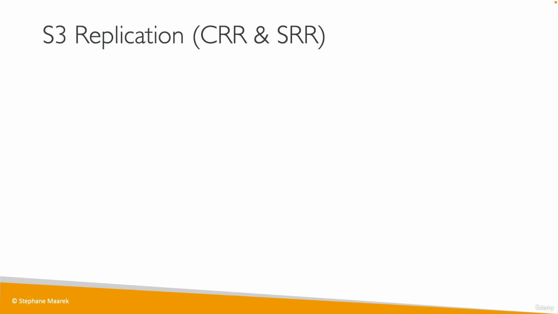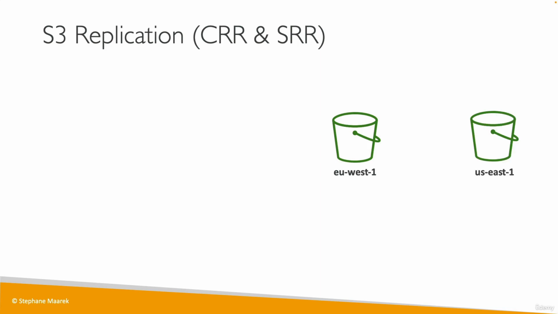Now let's talk about S3 replication. And I say CRR and SRR because it means cross-region replication and same-region replication. And I will explain this in a second. So you have an S3 bucket, and say that bucket is in EU West 1. And you want to replicate all the bucket content continuously into another region, US East 1. You would do so, for example, because you want to save data in another region in case a disaster hits EU West 1. So you want asynchronous replication to happen behind the scenes.